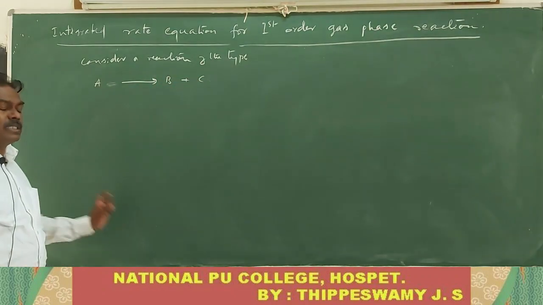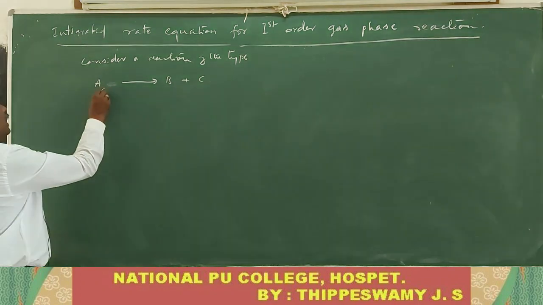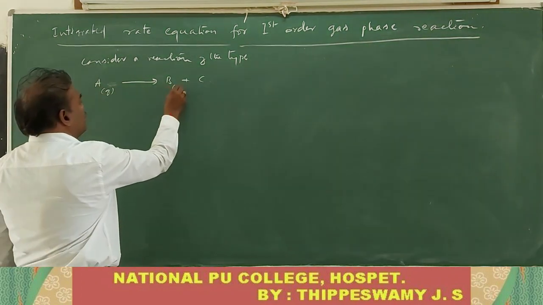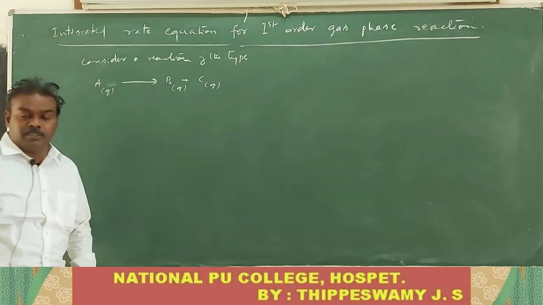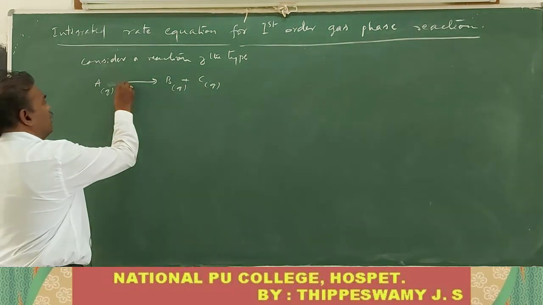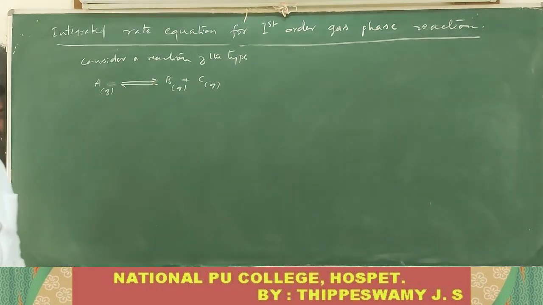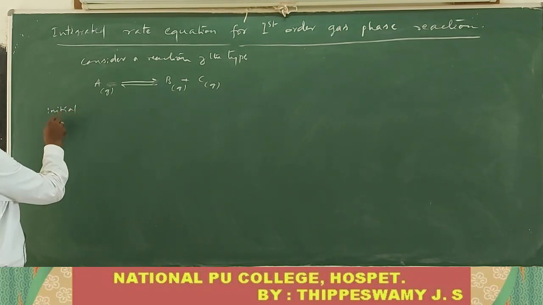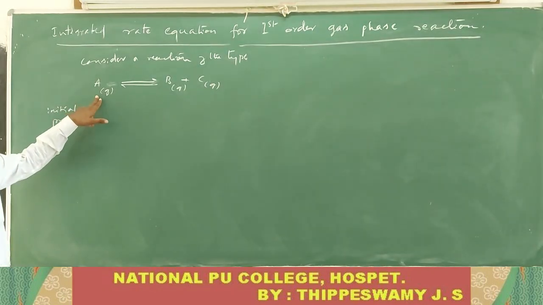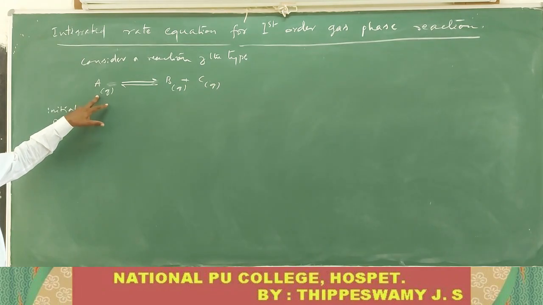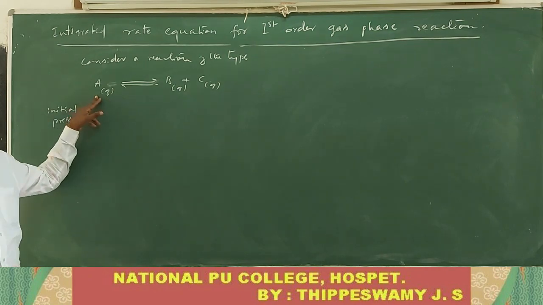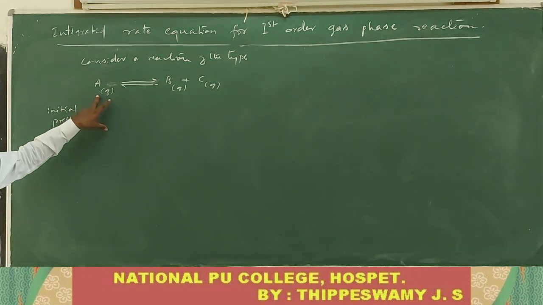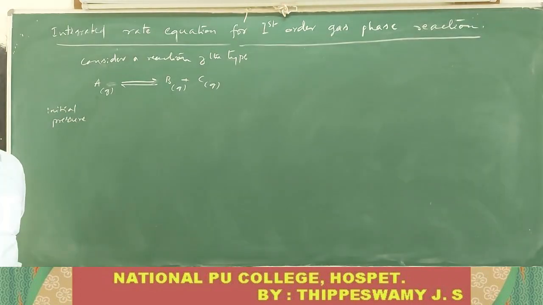Here all these substances are in the gaseous state. A is in the gaseous state, B is also in the gaseous state, and C is also in the gaseous state. We have already studied the equilibrium reaction in the previous year. According to that, we take the initial pressure just before the start of the reaction. What is the pressure of the reactant A? Because in gas phase reactions, instead of molar concentration, we consider the partial pressure of the gas.